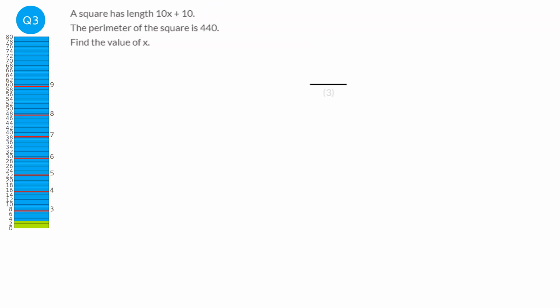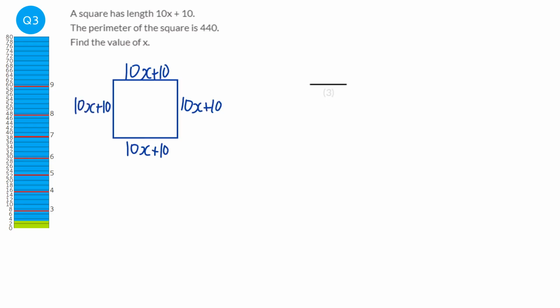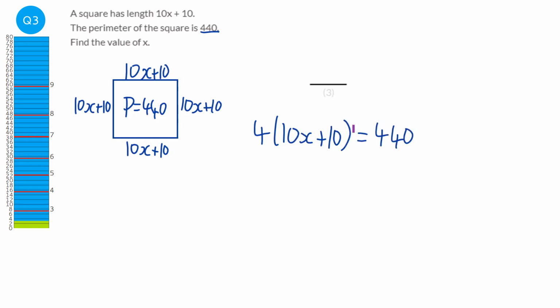And that's us done. First thing I'm going to do is just draw the square out, and we know the length of it is 10x plus 10, but it is a square, so that's the same all the way around it. But we're also told that the perimeter is 440. So what we can do is we can work out the perimeter in algebra by multiplying 10x plus 10 by 4, or just adding up the 4 lengths that we've got. So we're going to do 4 times 10x plus 10. But we also know that that is going to be 440, because we're told in the question that the perimeter is 440.